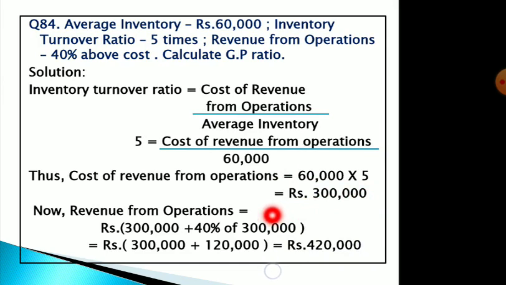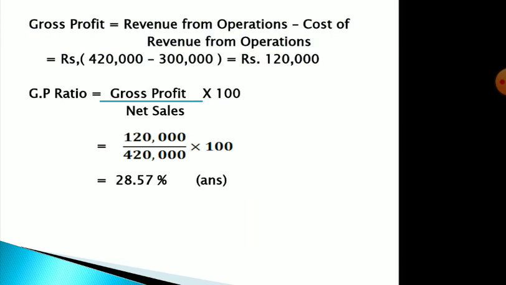Now revenue from operations, that means we are talking about the net sales, which is 40% above cost. So what is the cost price? Rupees 3 lakh. So my sales is 40% more than the cost price. So 3 lakh plus 40% of 3 lakh, which is 3 lakh plus 1,20,000, is 4,20,000. Now what is the gross profit amount? Gross profit is equal to revenue from operations minus cost of revenue from operations, that is sales 4,20,000 minus cost of goods sold, that is 3 lakh, equal to rupees 1,20,000. So the gross profit ratio is equal to gross profit by net sales into 100. So gross profit is 1,20,000 divided by 4,20,000 into 100. That is equal to 28.57.